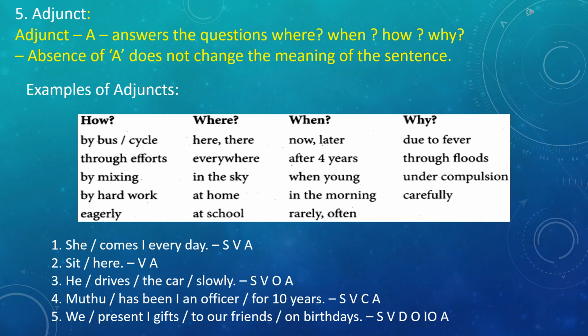Here are some more sentences of SVA. She comes every day. She is the subject, comes is the verb, every day here is the adjunct. Sit here. Here sit is the verb, here is the adjunct.